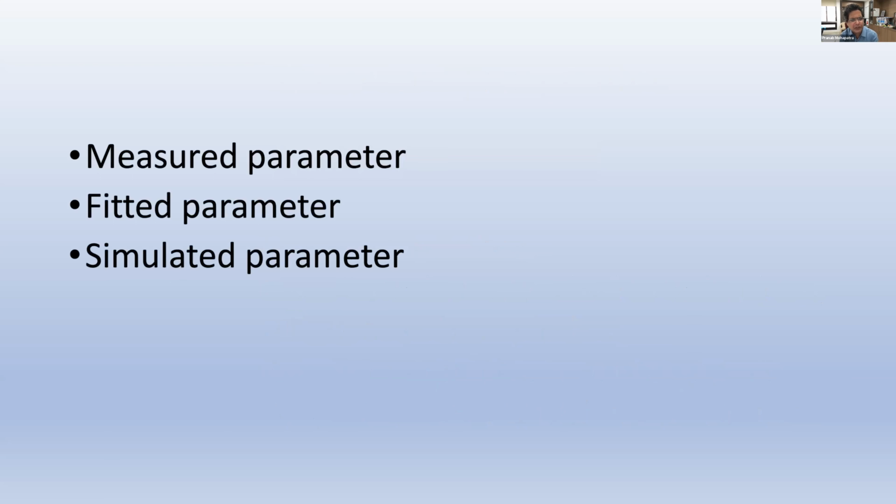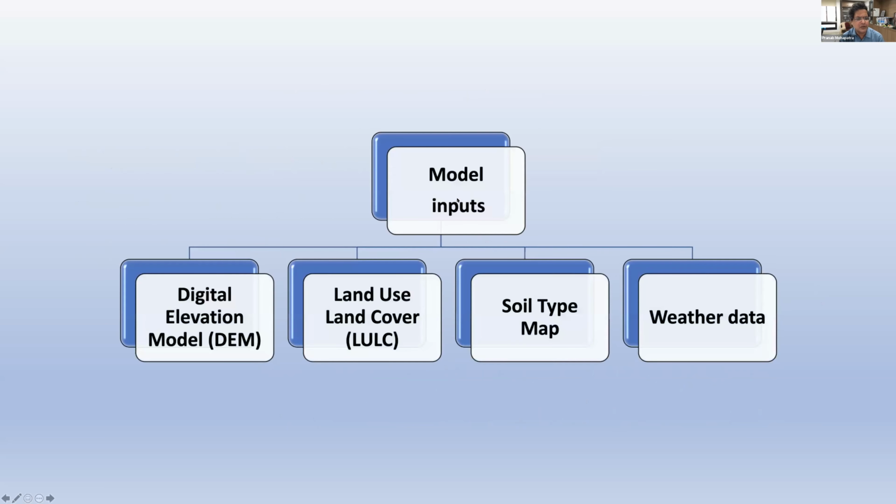So we may have to use some measured parameters like measured precipitation, or sometimes measured discharge. Sometimes we may have to fit the parameter to some given data. Sometimes we simulate the parameter. So one has to be very, very careful when you use the input into your model, or when you get the output. You must understand whether this is measured or fitted or simulated. These are the different inputs to a typical hydrological model.